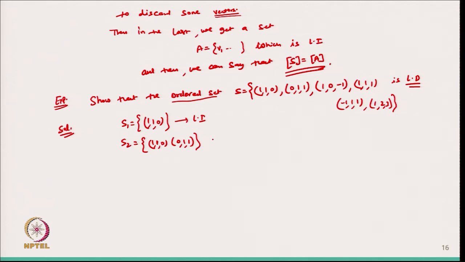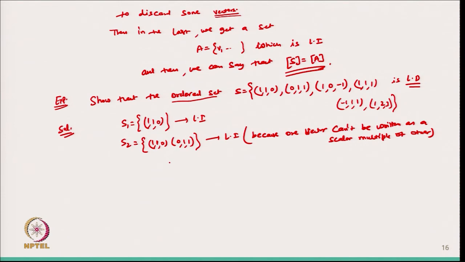So from here we can say that this vector and this vector are both linearly independent because one vector cannot be written as a scalar multiple of the other. Like I cannot write (1, 1, 0) as alpha times (0, 1, 1), because here the 0 element is in the third position and there the 0 is in the first position. So that is not possible. So these are linearly independent.